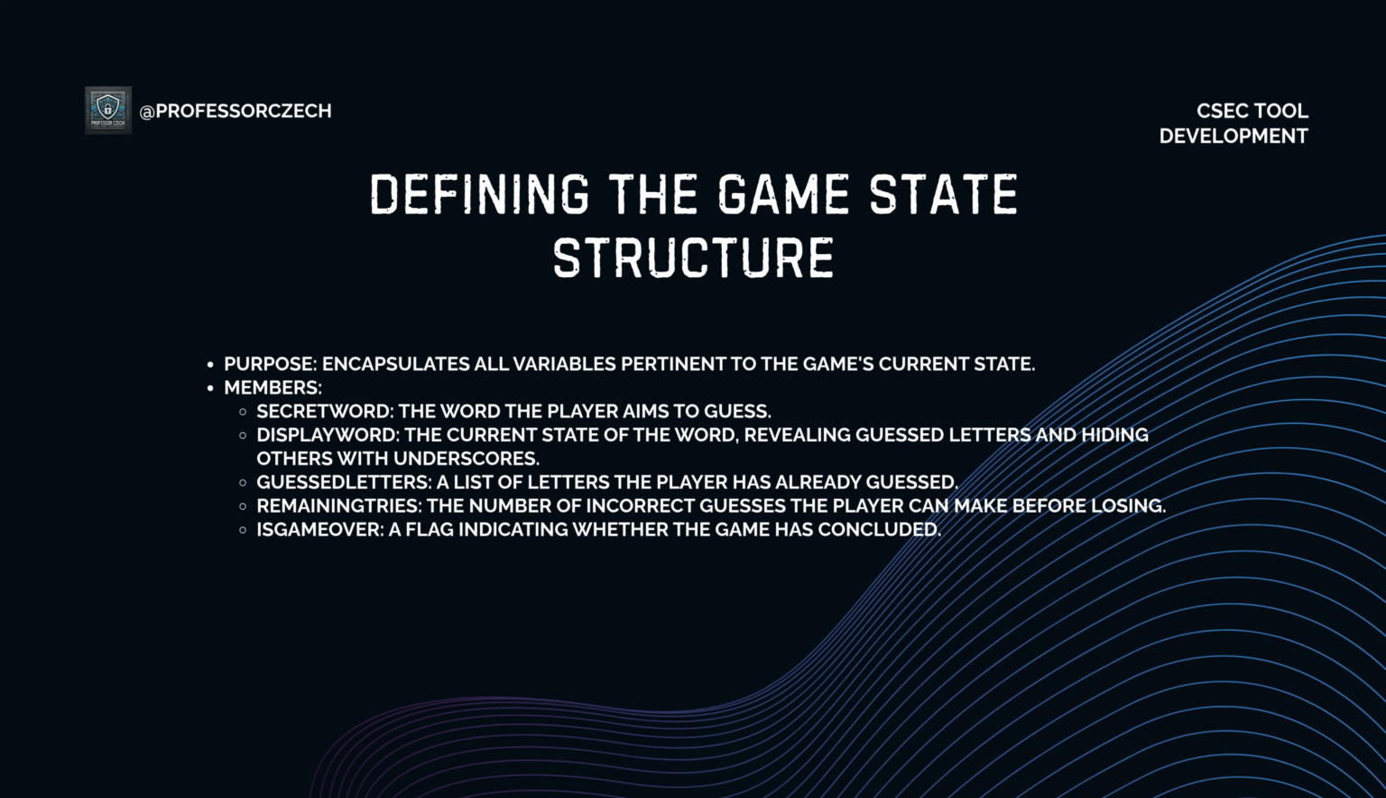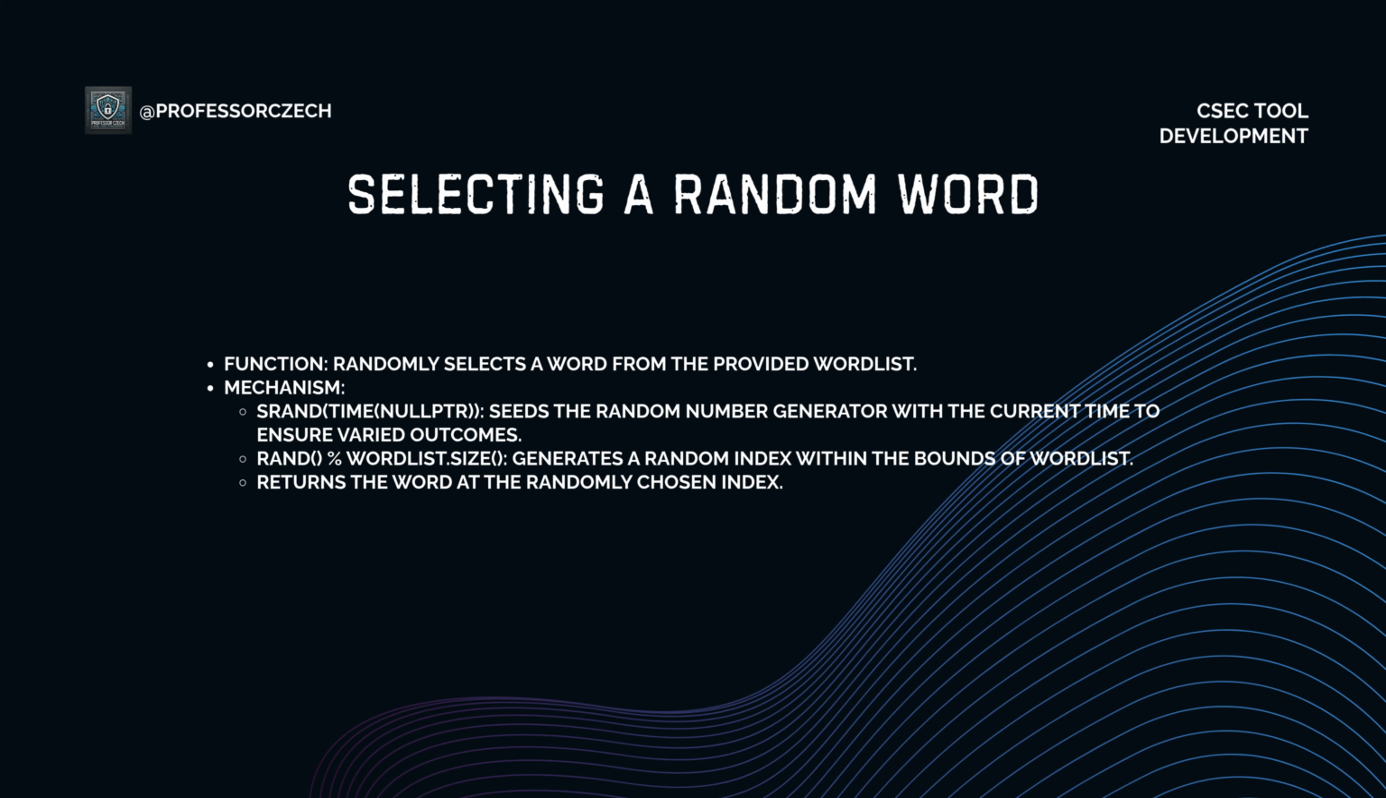Now we've got to select a random word. So the function here randomly selects a word from the provided word list. And it uses srand(time(nullptr)), which seeds the random number generator with the current time to ensure varied outcomes. So your rand() modulus wordList.size() generates a random index within the bounds of the word list and returns the word at the randomly chosen index.